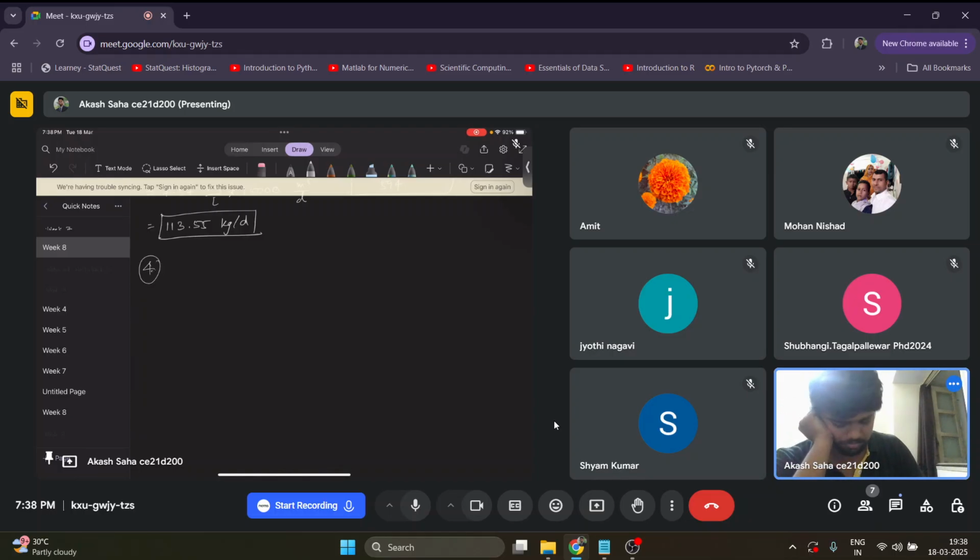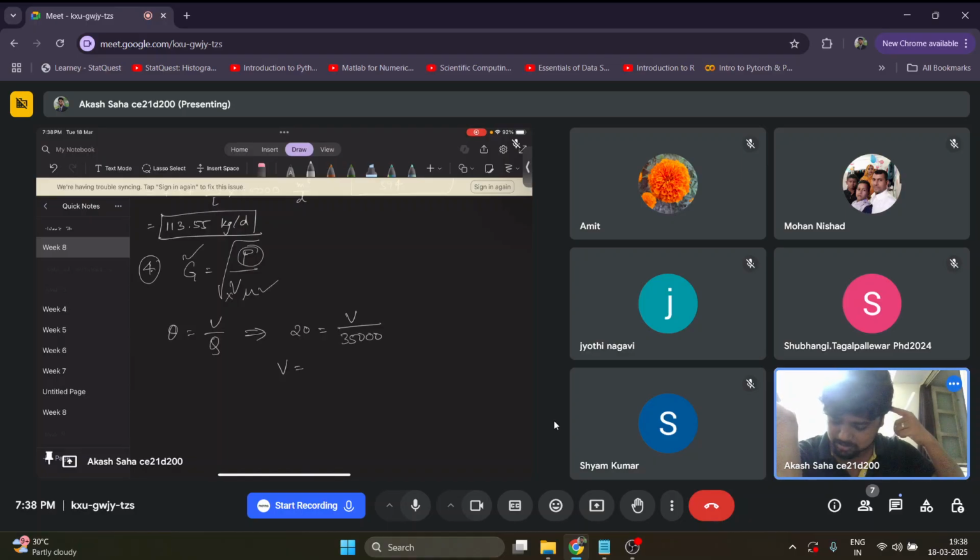So the formula is G equal to under root of P by V mu. G is known, power we have to find, V is not known and mu is known. So we first have to calculate V. HRT is given, so we know theta is equal to V by Q. So V is equal to 20 divided by the time unit conversion into Q, and Q is 35,000. So we will get V as 486.1 meter cube.